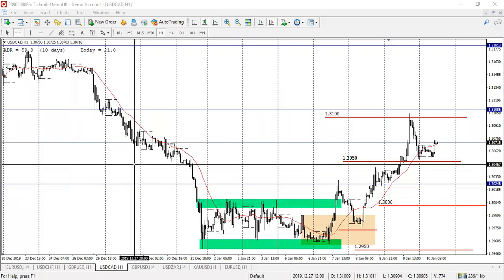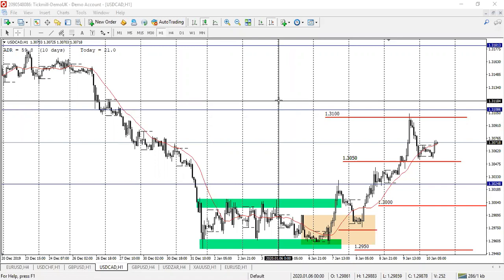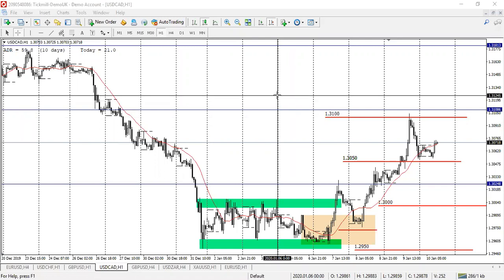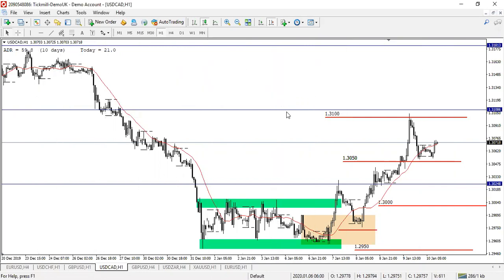So let me share my screen here. I have a few examples. The first one is in USD CAD. I want everyone to realize how powerful these round numbers are. I want this chart to be clean.